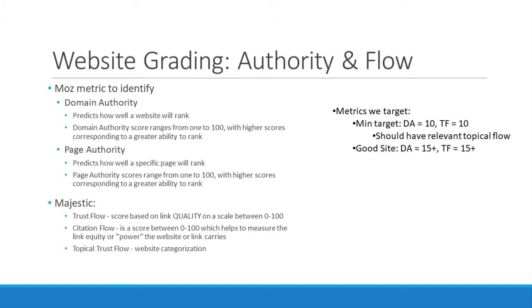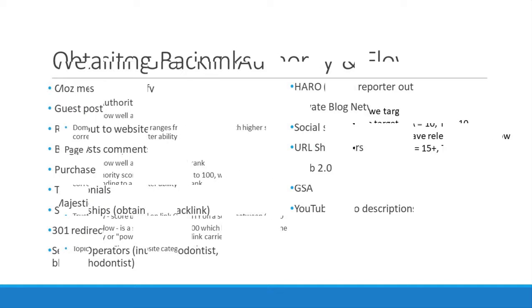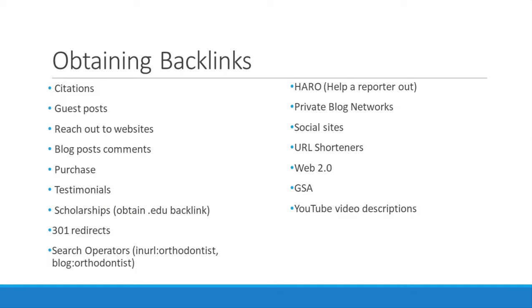And then the best sites are going to be much higher, and the ones that are much higher are the ones where we're going to want to get our exact match backlinks, and the 15s are where we're going to want to get our partial match, and then the 10s are where we're going to want to get our others and non-branded. So obtaining backlinks, there's a lot of different ways that we can get backlinks, right?